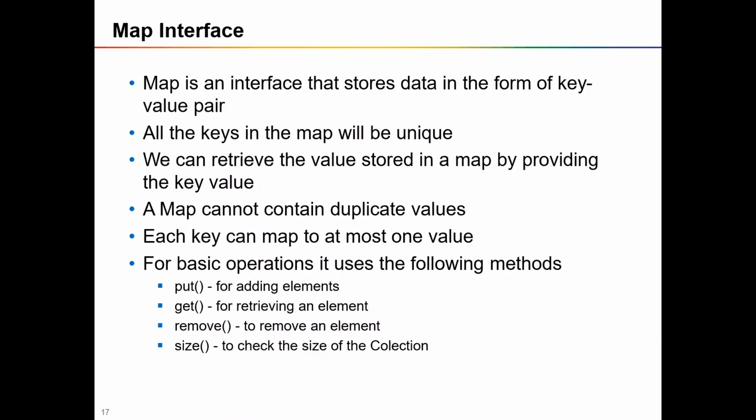We have methods like put. This method will simply store a pair of data into your Map. The get method takes your key as an argument and returns the corresponding value. The remove method will simply remove a particular key-value combination from your Map, and size will simply return the size of your Map.